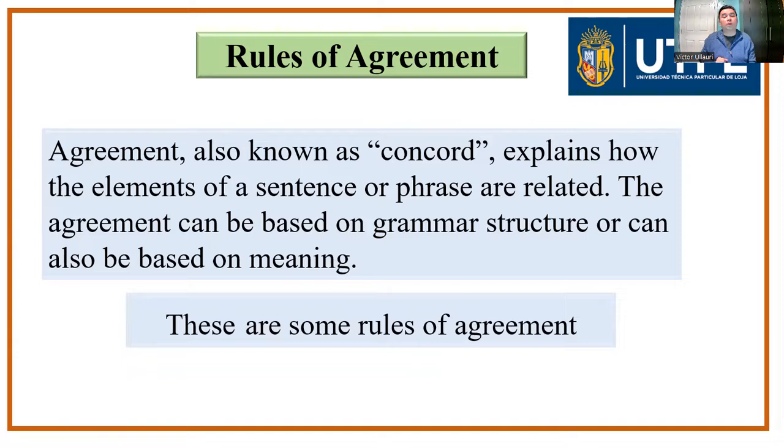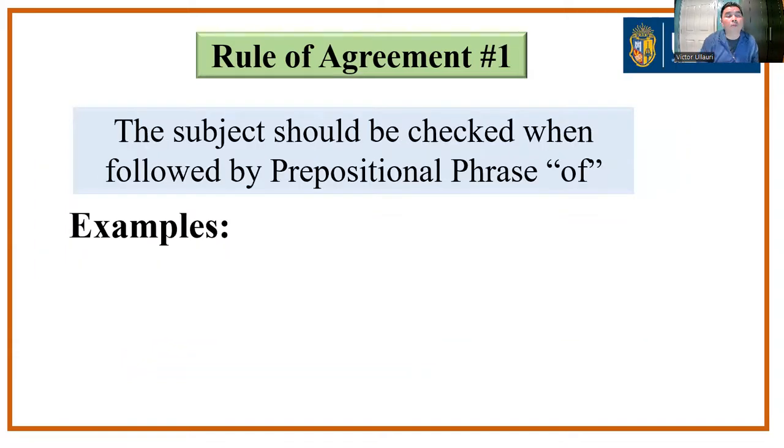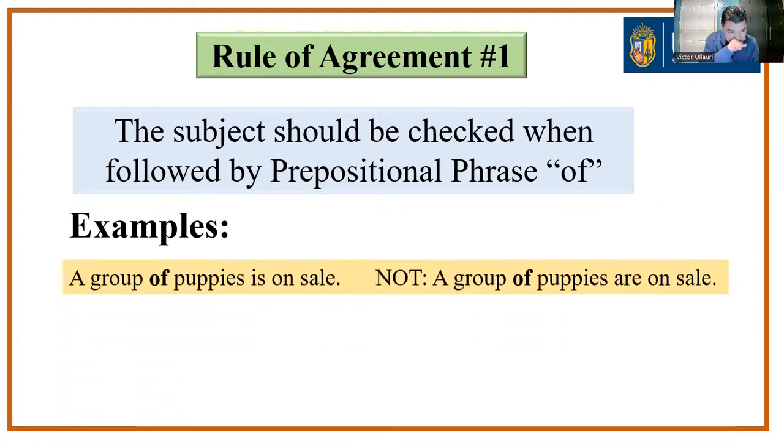These are some of the rules of agreement that we're going to see right now. Rule number one: the subject should be checked when followed by the prepositional phrase of. What does this mean? When we have a subject followed by of, we have to check if the subject is singular, in order to use the singular form of the verb, or if the subject is plural, in order to use the plural form of the verb. I'll explain this better with an example.